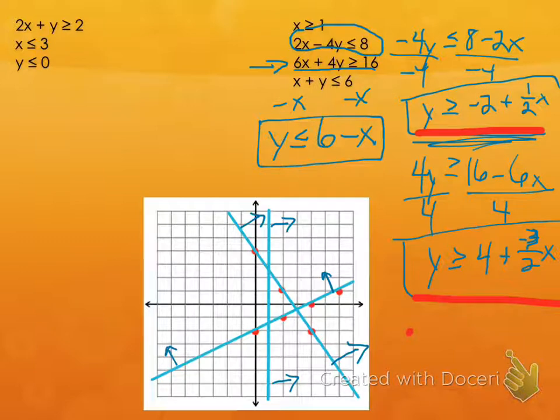And the last one is this one. Y is less than or equal to 6 minus x. So I start up 6 and then go down 1, right 1, make my points.